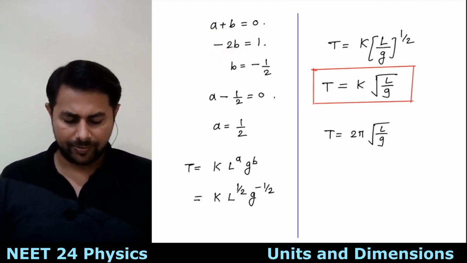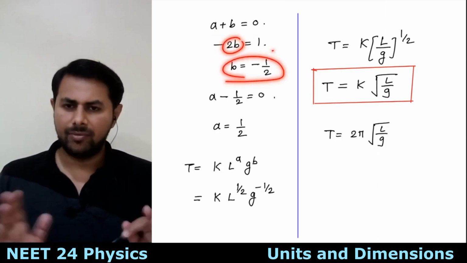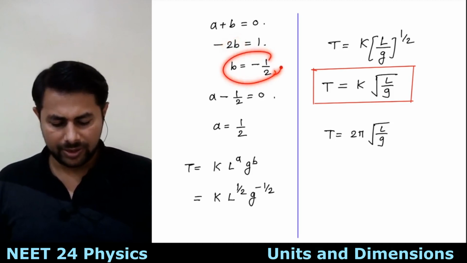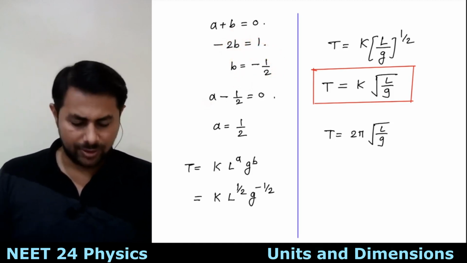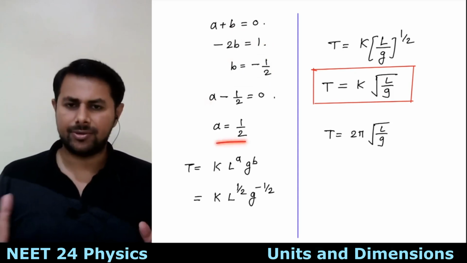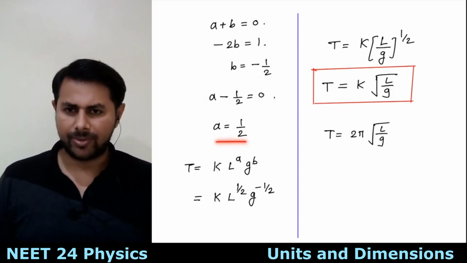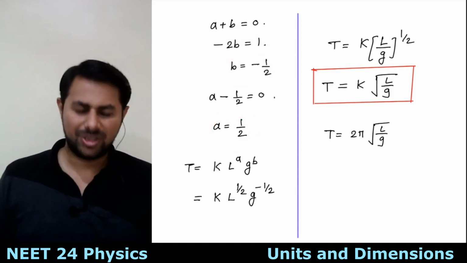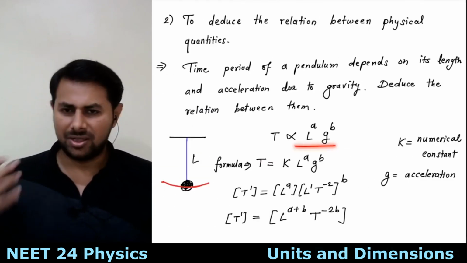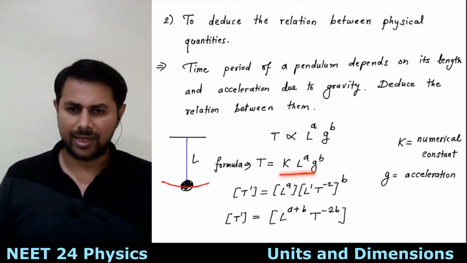If we solve them, we take that minus 2 on the other side, so we get b equals minus half. Then we substitute that into the first equation, so we get a minus half is equal to 0. That means a becomes half, right? So we got a and b. We can substitute that in this formula.